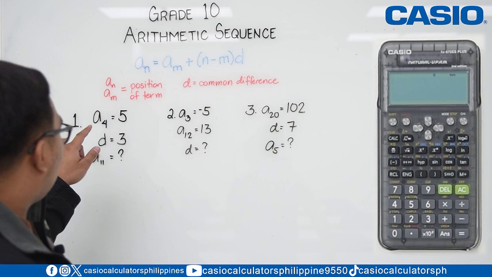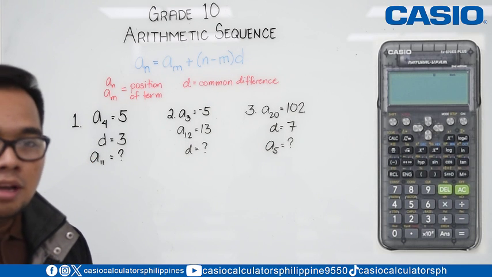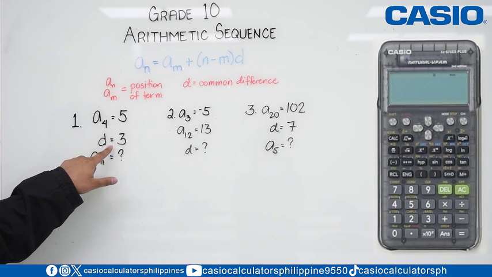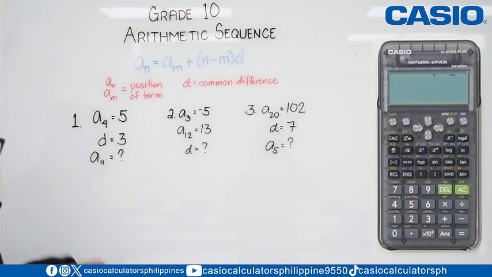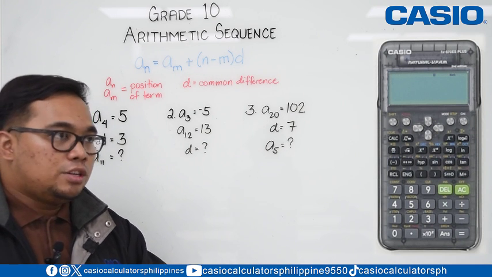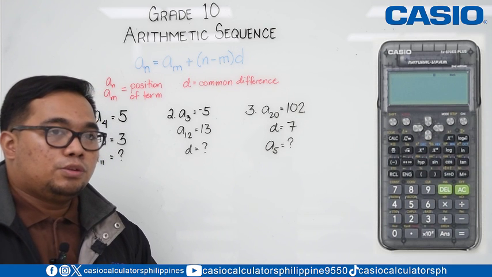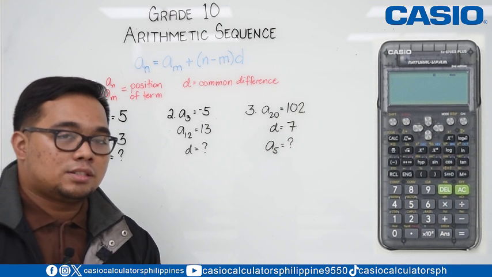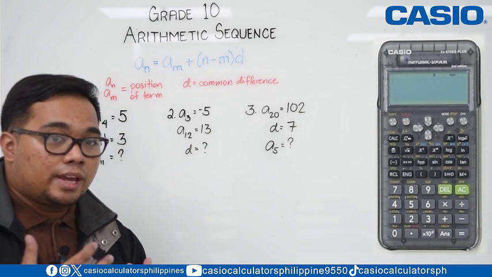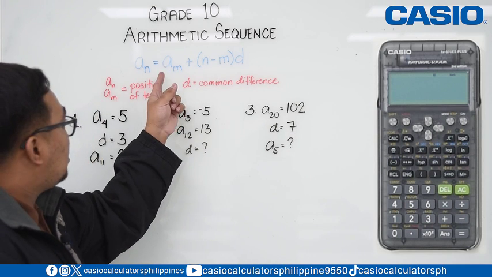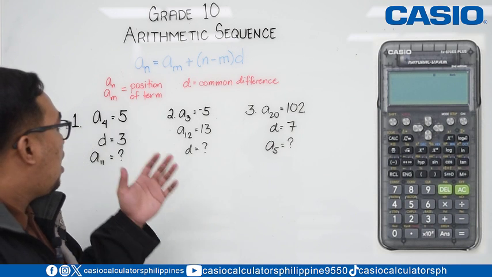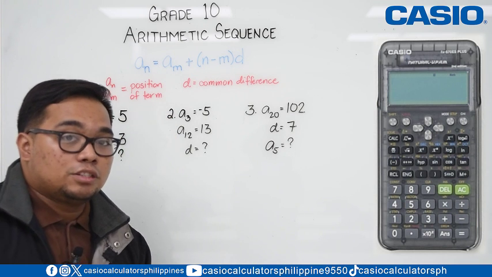Let's try and solve number 1. We have a sub 4 equal to 5. The common difference is equal to 3. We are asked to find the 11th term. We do not have a sub 1 here. If we use the original equation, you will use the equation twice, since you first need to get the first term. Using this equation, we can simply input all the given values so that we can find a sub 11.